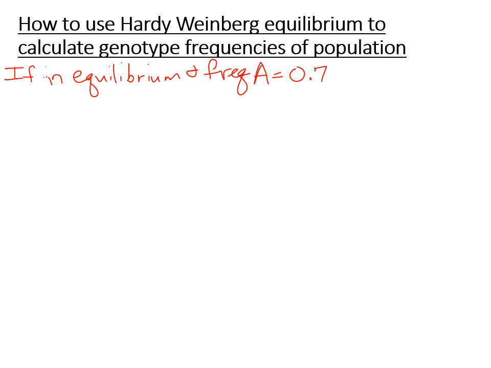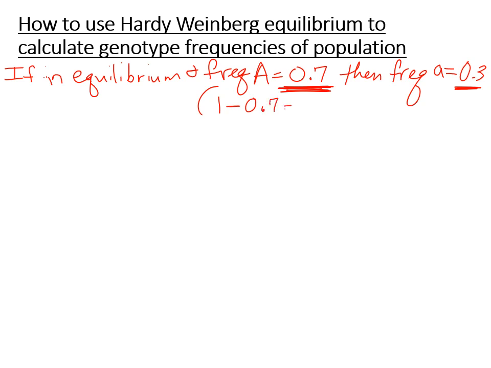Well, right away, you can figure out the frequency of lowercase a, right? Because if capital A, the dominant, is 0.7, what does the lowercase have to be? 0.3, right? Because the frequency of the dominant plus the frequency of the recessive have to equal 1. So if I give you the frequency of one allele, you can automatically figure out the other by simply doing 1 minus the frequency of the first allele. Okay, and that gave me 0.3.